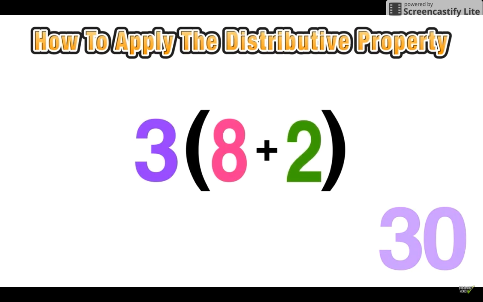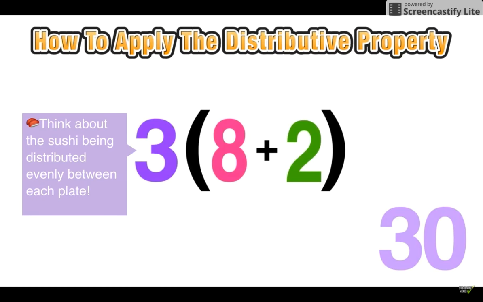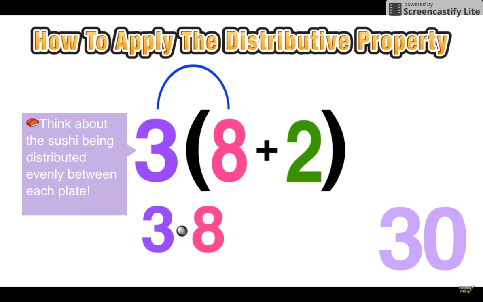Let's return back to where we started, having 3 being multiplied by the sum of 8 and 2. Here's how distributing works. We take the value outside of the parentheses, in this case 3, and first we multiply it by the first term in parentheses, 3 times 8. Then our next symbol is a plus sign, so we're just going to keep the plus sign there. And then we're going to distribute that 3 by the second item in the parentheses, in this case 3 times 2.